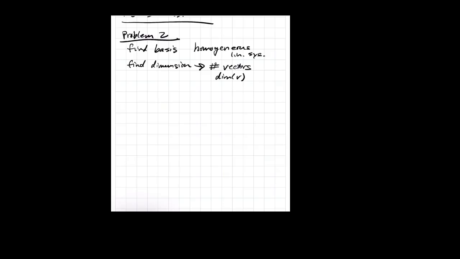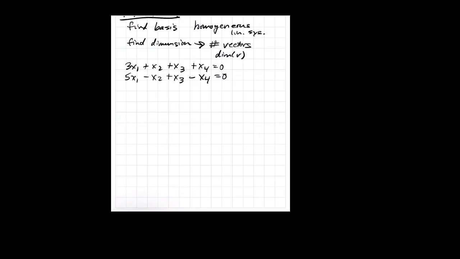Okay, so with problem 2, here we have our equations. We have 3x1 plus x2 plus x3 plus x4 equals 0. And then 5x1 minus x2 plus x3, and I think we have minus x4 equals 0. The first thing you're going to want to do is solve this, to actually find the vectors that will form the basis. So how would we go about solving this? What might be a good way of solving this linear system, thinking back to previous sections?